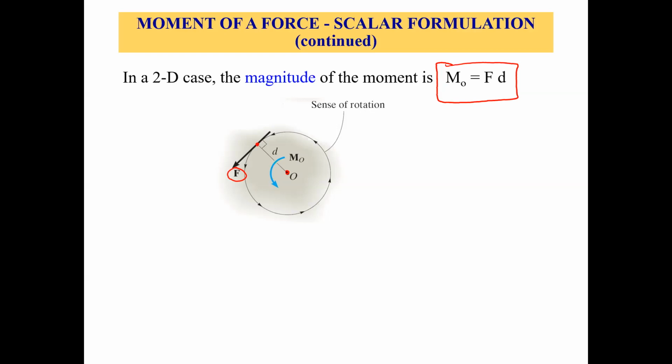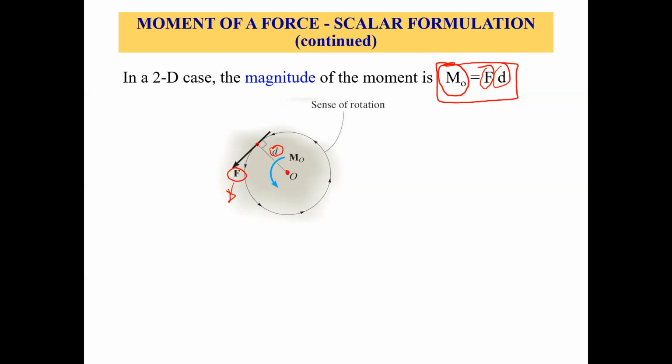Now we want to determine what is the moment of this force at point O. So we'll say M sub O is the moment at point O. Now what is the magnitude of M sub O? It equals force F, which is this force, times D. What is D? D is this distance between the point of interest and the point of application of the force.